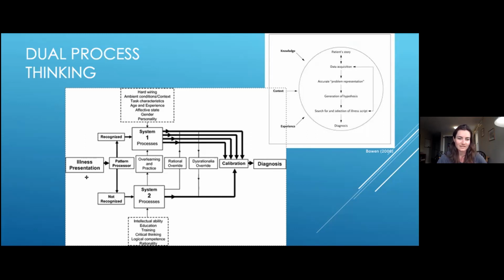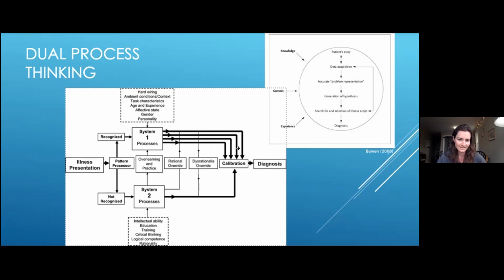And so that's when you activate type 2, slow thinking, going through your analytic processes to try to figure out exactly what is happening with the patient. And you might be digging more into your Bayesian reasoning, like, what are the most likely probabilistic models of what's happening here.